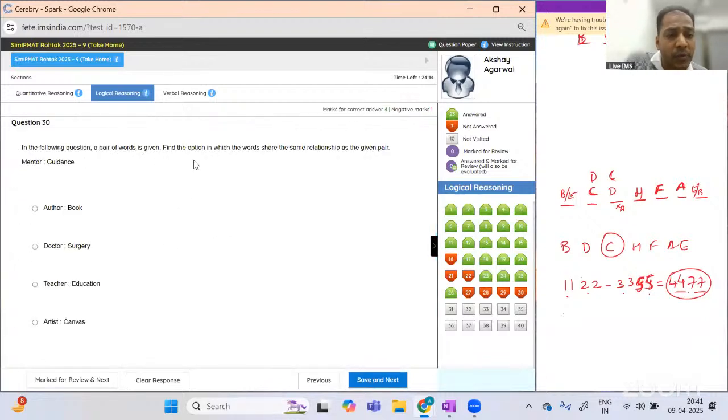In the following question, pair of words, find the option which shares the same relation. Mentor is to guidance. Mentor provides guidance. Teacher provides education.